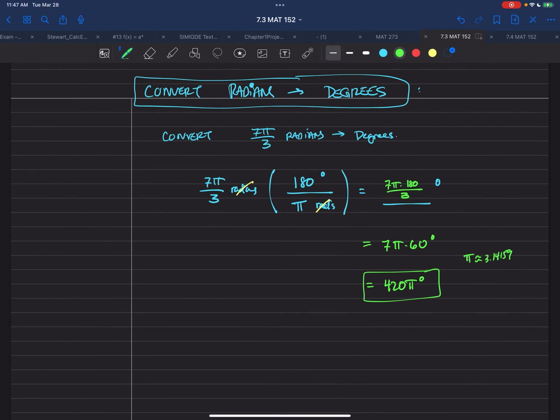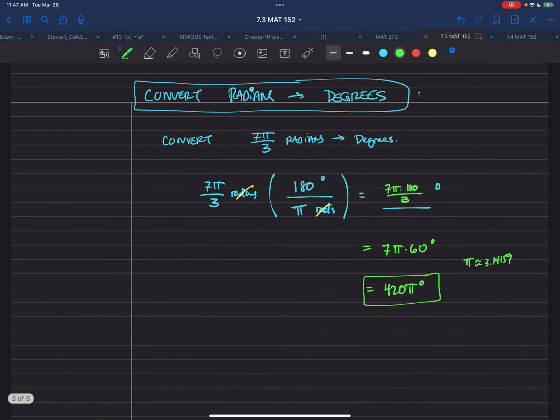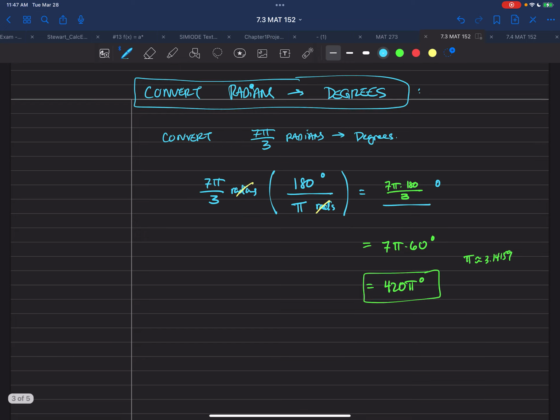Okay? So this is how we convert from radians back to degrees. You'd use 180 over pi because that would make the radians cancel. And this is just the process over and over again. So now you can go back and forth.